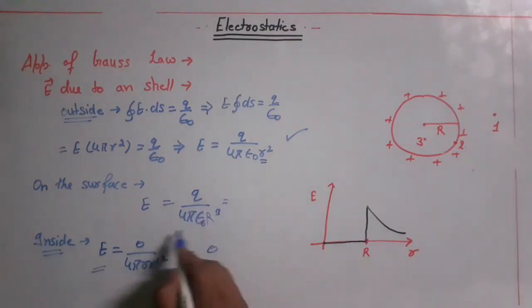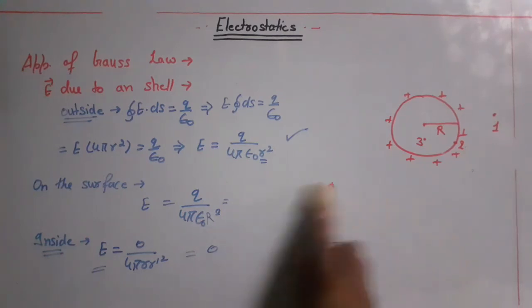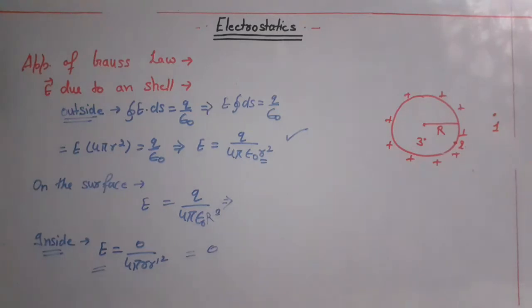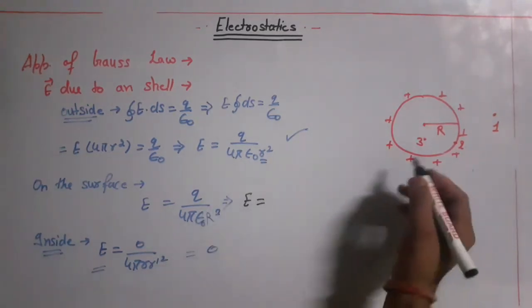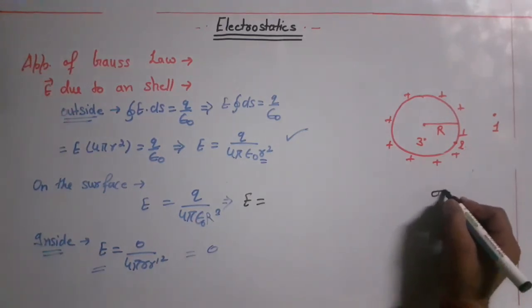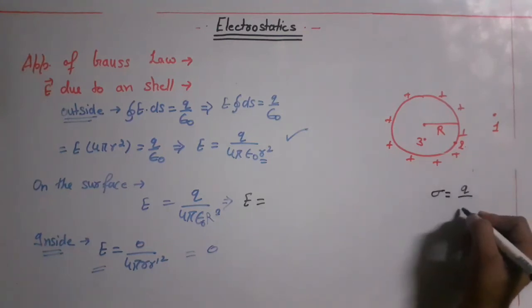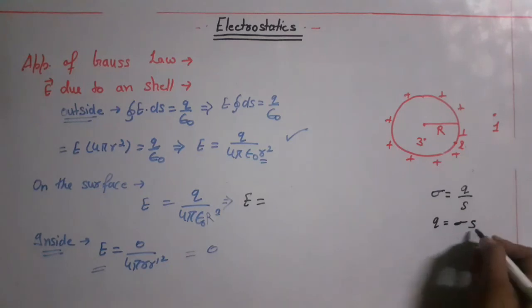If we want to put this, let's see, I am going to erase this plot. If we want to rewrite this equation in the form of charge density, what will we get? We will get E is equal to Q, surface charge density. Surface charge density is written by sigma, which will become equal to charge divided by surface S. So the value of Q will become sigma into S.